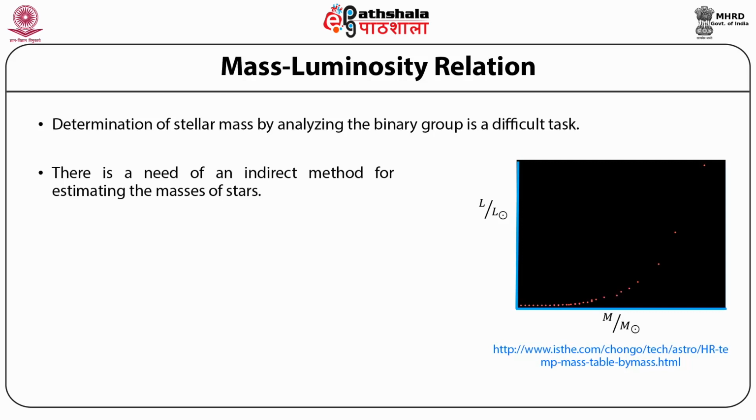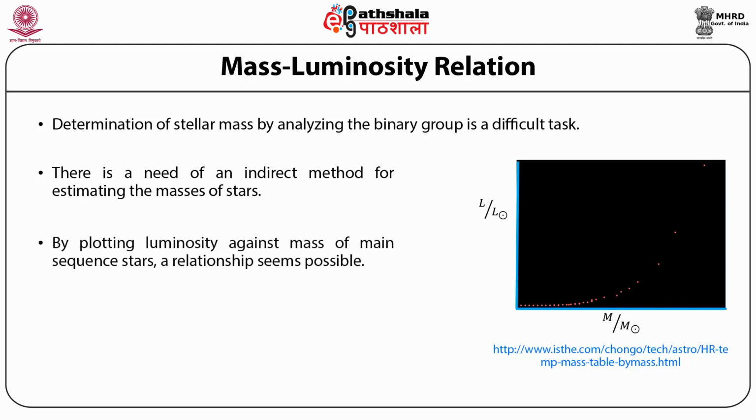Therefore, the sample of stars whose mass can be found by analyzing the binary systems in which they are bound has been used to establish a mass-luminosity relation, which is then applied more widely. By plotting the luminosity against mass of main sequence stars, a relationship seems possible.